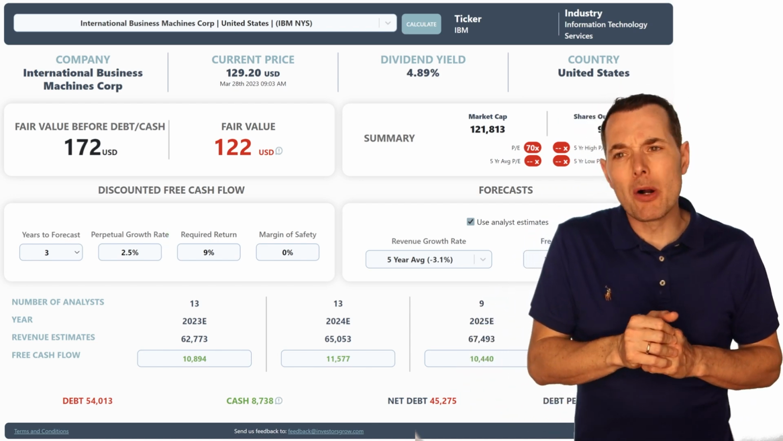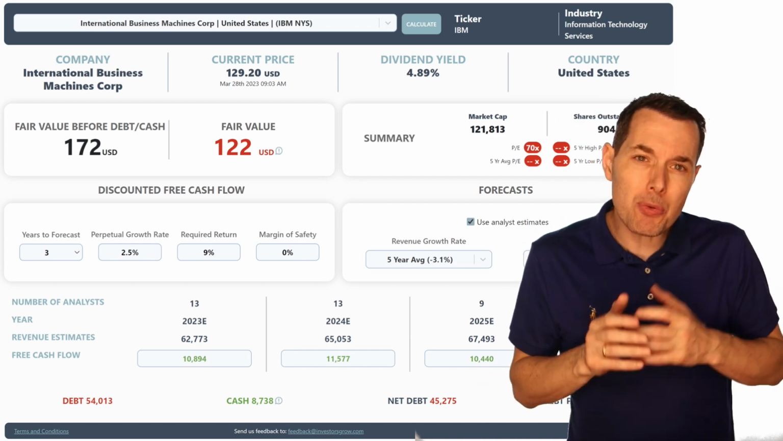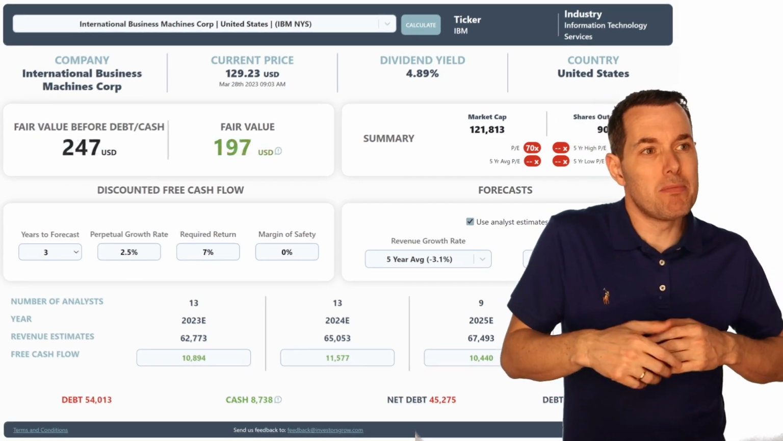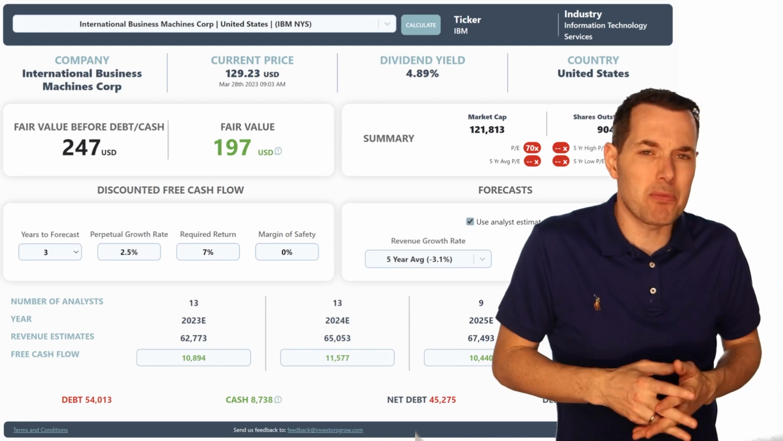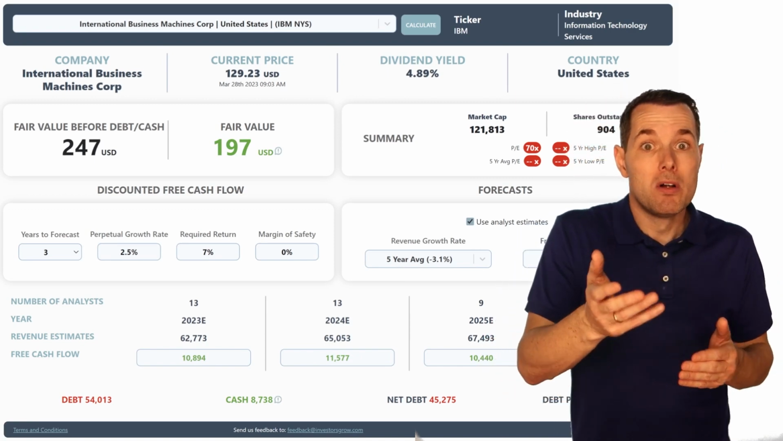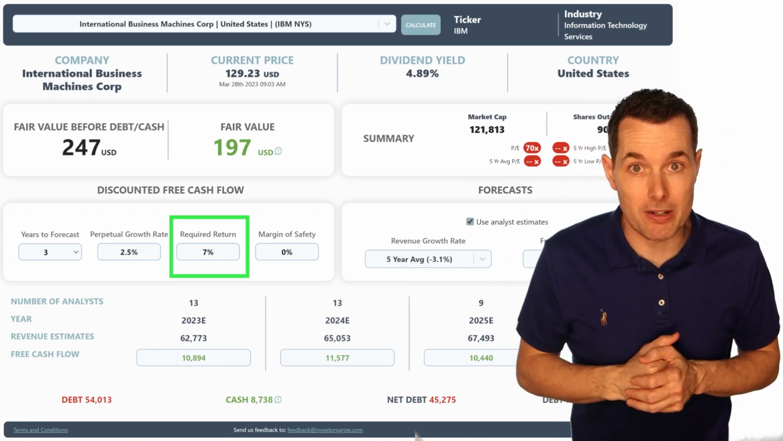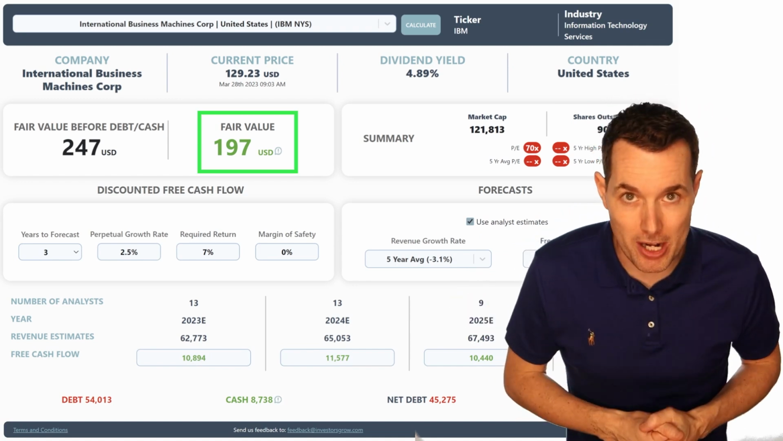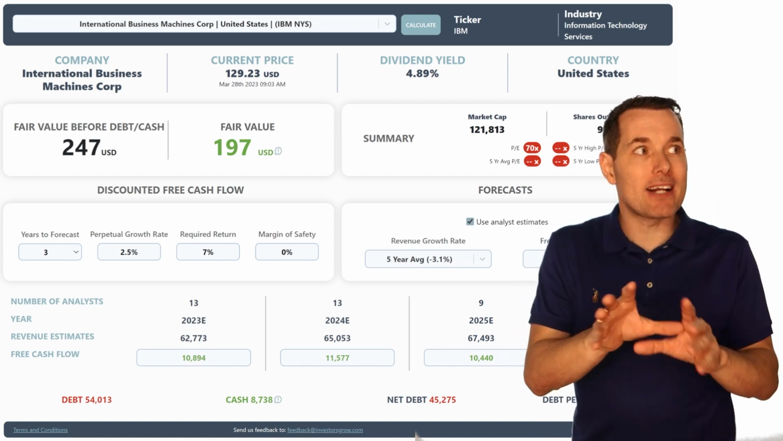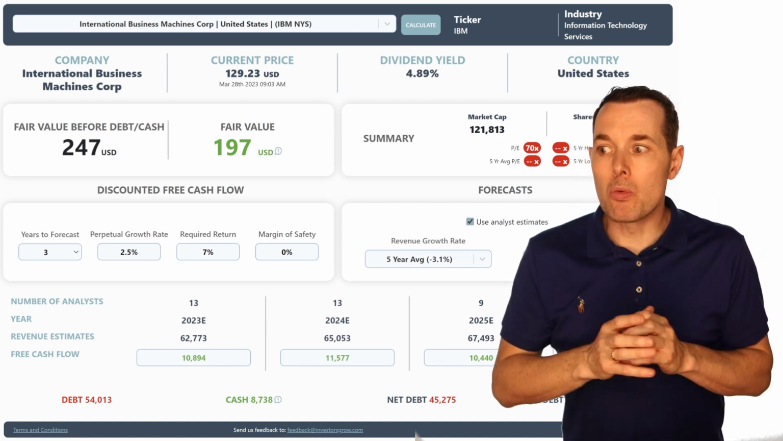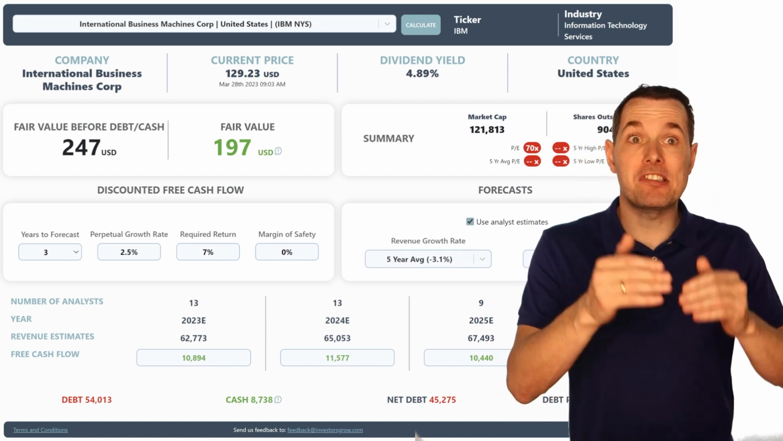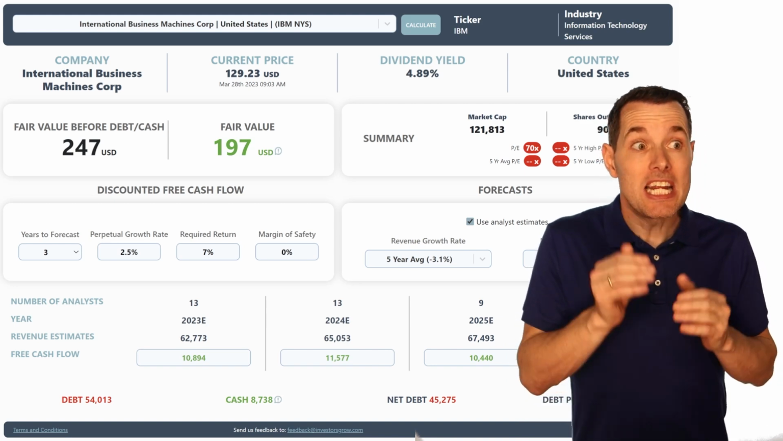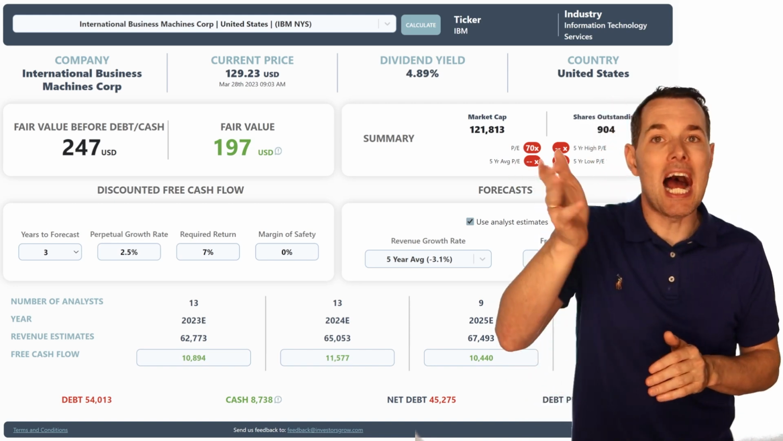Now, what if we don't need 9% per year? What if we need a lower return? What if maybe we have more cash up front, we want to take less risk? Well, now we want 7% per year. Well, just like that, the fair value is $197 per share. That's the key impact of how the required rate of return impacts the fair value of a stock. If we need a lower return, we can pay a higher price.